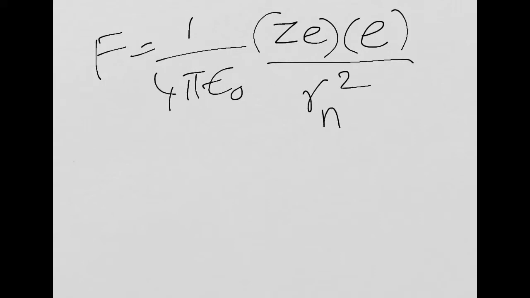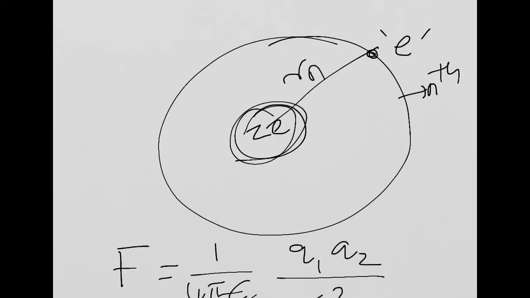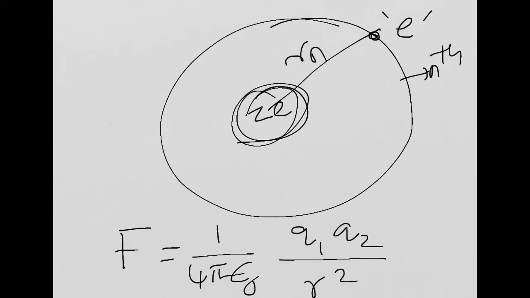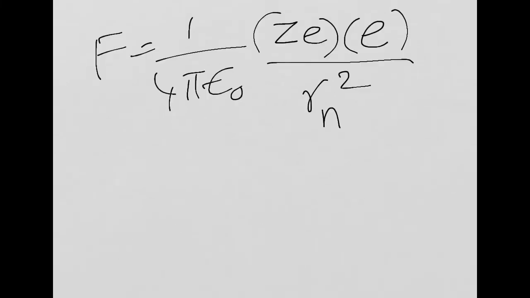Now, what is the motion of the electron around the nucleus? The path is a circular path. So I have to talk about centripetal force now. I'm going to say that this electrostatic force is responsible for the electron revolving in a circular orbit.